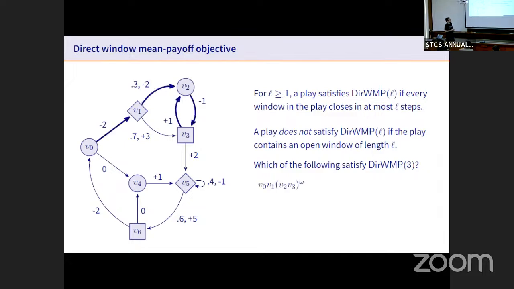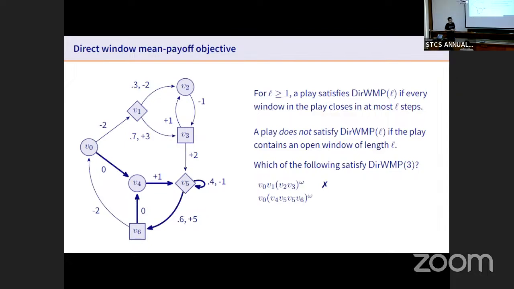For example, here's one play. You start in V0, you go to V1, V2, and then you loop in V2, V3 forever. Suppose our window length is 3. Does this satisfy our objective? No, it does not. If you consider the window starting at V0 itself and look at the next 3 payoffs, -2, -2, -1, it's negative. So the window does not close in 3 steps. In fact, that window never closes, and it does not satisfy this objective.